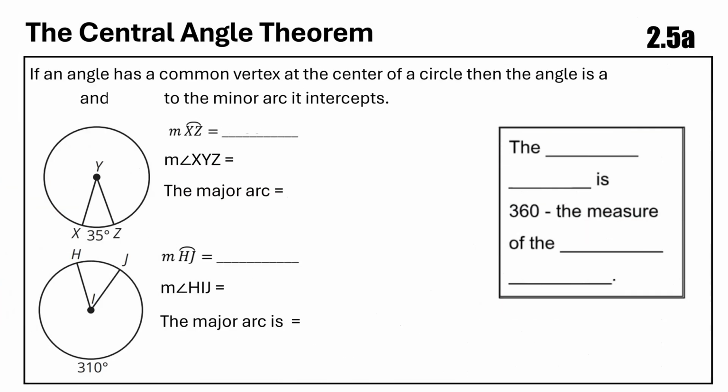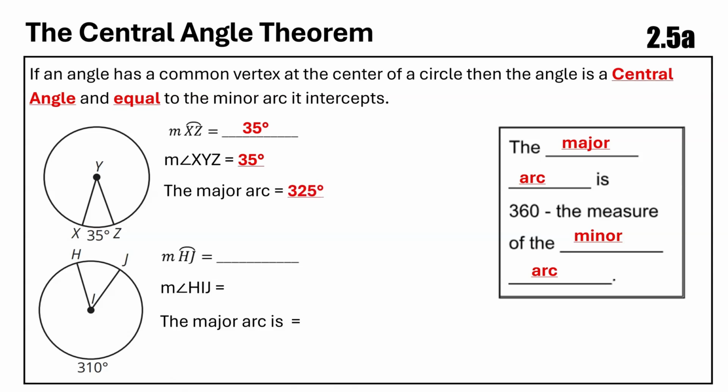If an angle has a common vertex at the center of a circle, then the angle is a central angle and equal to the minor arc it intercepts. The major arc is 360 minus the measure of the minor arc. The measure of arc XZ is 35 degrees. By the central angle theorem, the measure of angle XYZ is 35 degrees. The major arc is 360 minus 35, so 325 degrees.